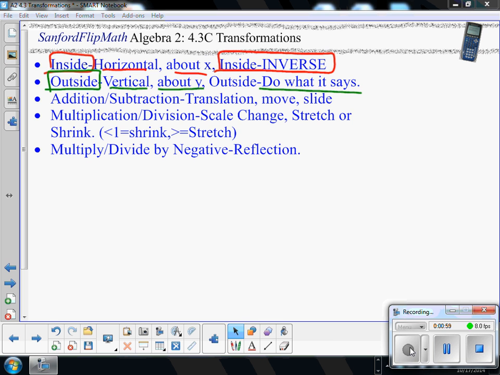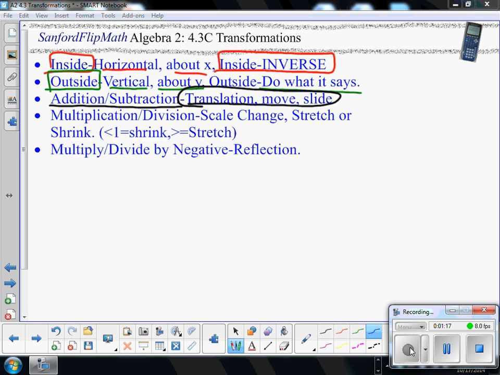Remember that addition and subtraction means that we're doing some kind of a slide, a move, a translation. It is not stretching or changing the shape. It's not flipping it upside down. It is just shifting it up, down, left, or right, just moving.